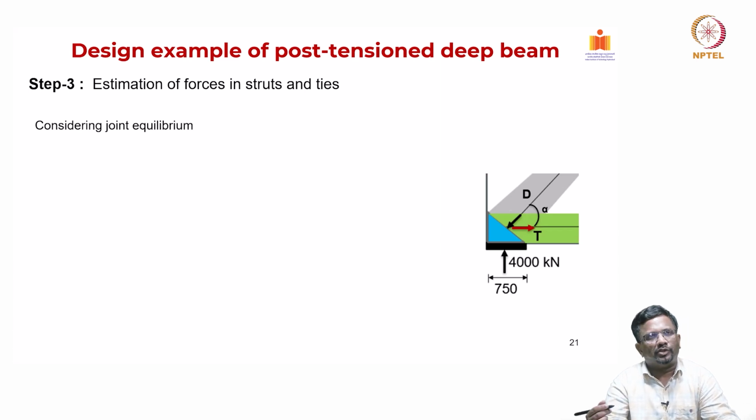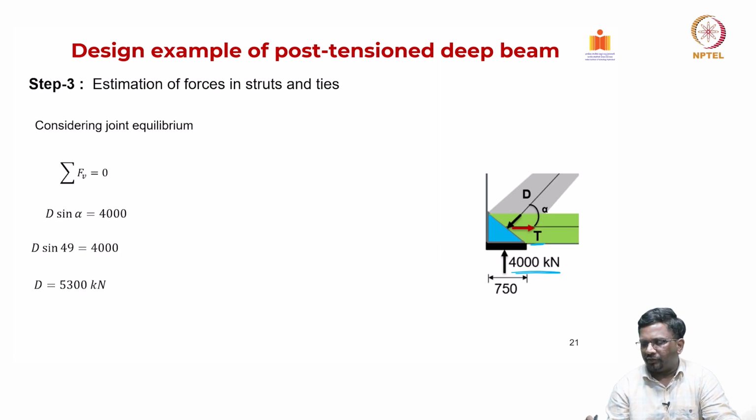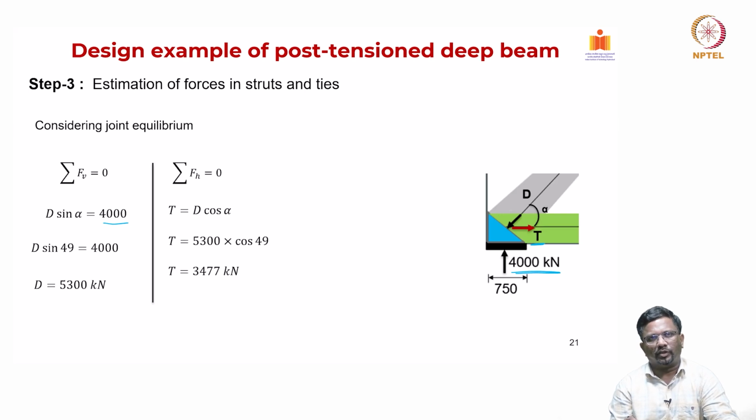Now, we can use the method of joints. We can consider the joint like this, where I have a reaction of 4000 kilonewton, and I have the compression strut force D coming from the diagonal compression strut, and the tension force. So, from your equilibrium condition, D sin alpha should be equal to 4000. So, D works out to be 5300 kilonewton.